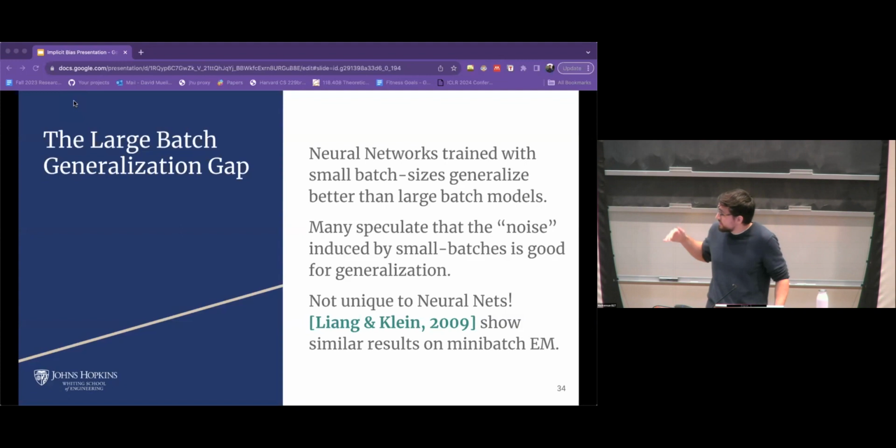It's also worth noting that this is not unique to neural networks. For example, Liang and Klein in 2009 found a similar result for mini batch expectation maximization. Smaller batches led to better generalization in some of their settings.